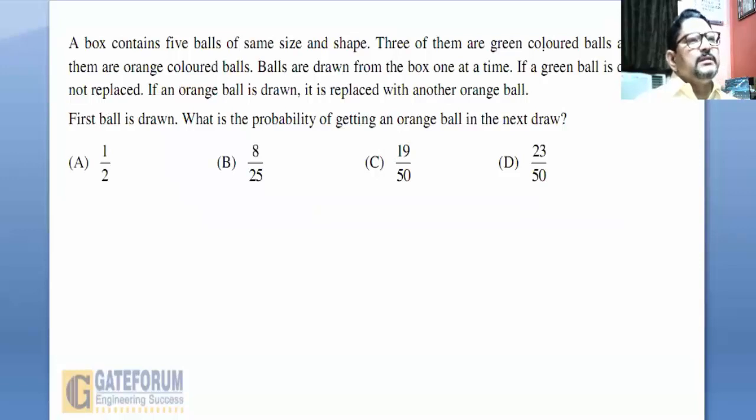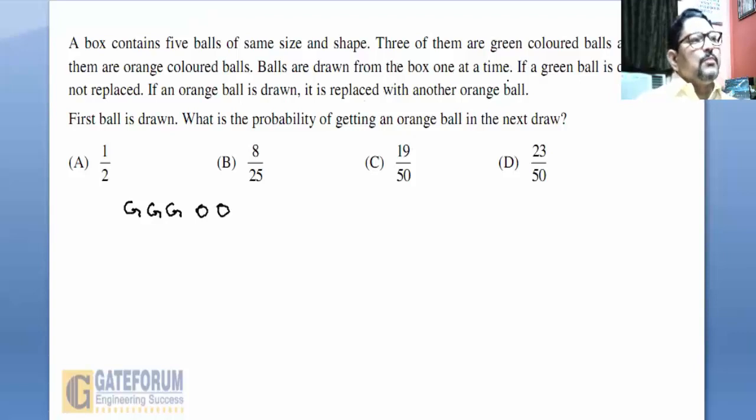Question from modern mathematics, probability. Let's see. A box contains 5 balls of same size and shape, identical in appearance. 3 of them are green colored balls and 2 of them are orange colored balls. So it's something like this. These are the 5 balls.